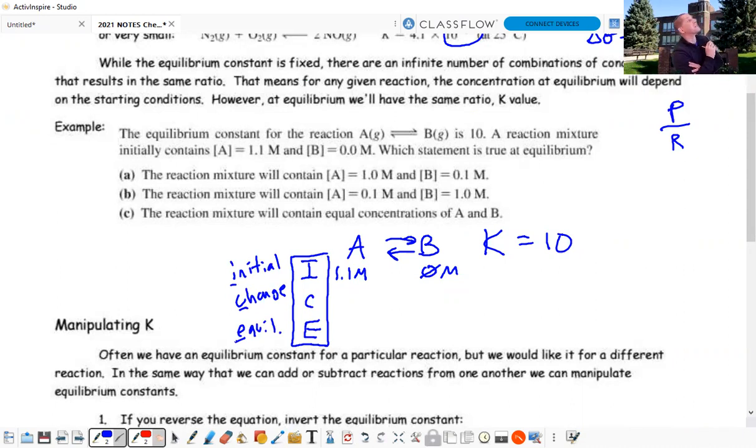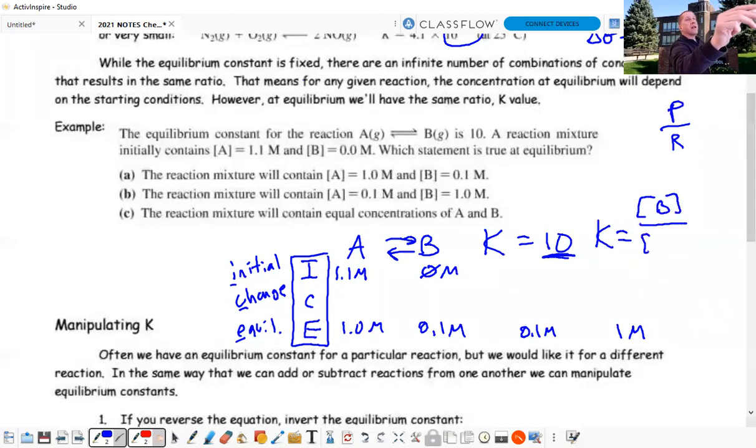Now it says, which of the following statements is true? The reaction mixture will contain 1 molar of A and 0.1 of B. The reaction mixture will contain 0.1 of A and 1 of B, or they're going to be equal. Well, they would have to be equal to 10, so that's not going to be possible. They can't be equal, because the K expression is equal to the concentration of B over the concentration of A, raised to the first power for both, because again, balanced equation.